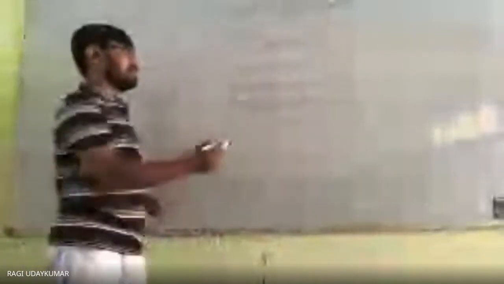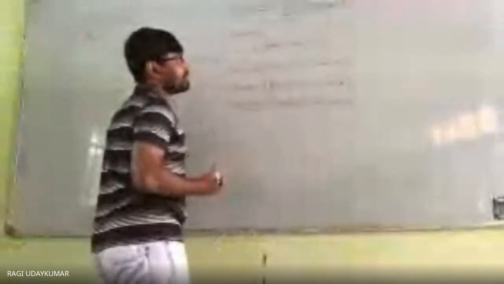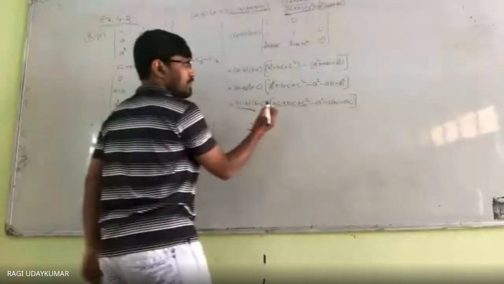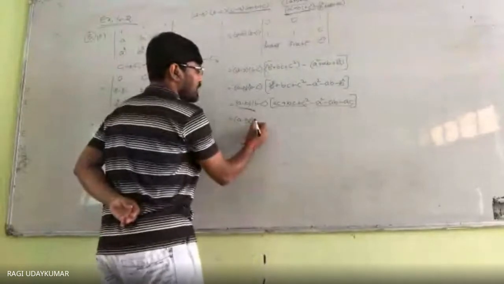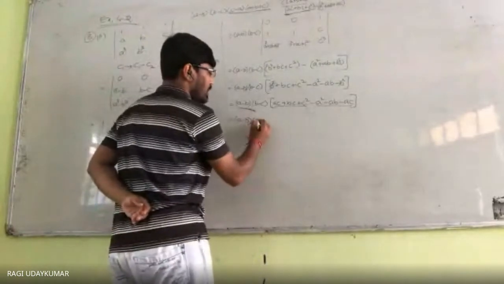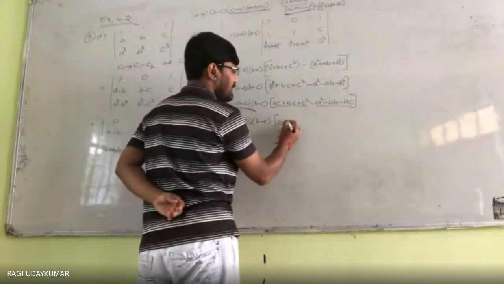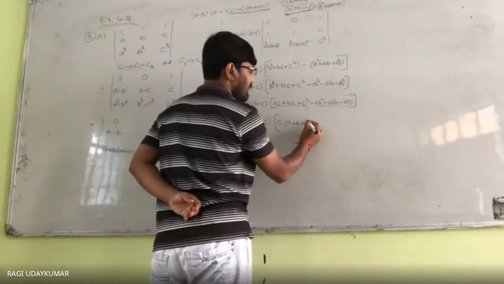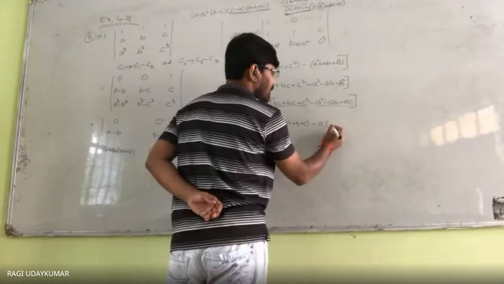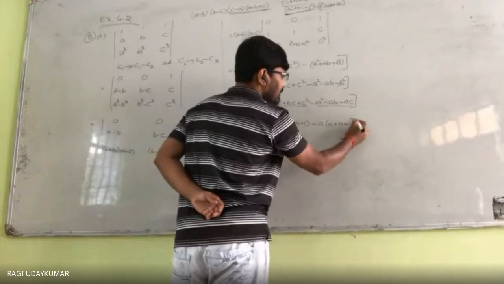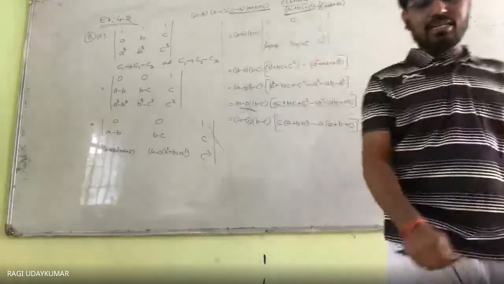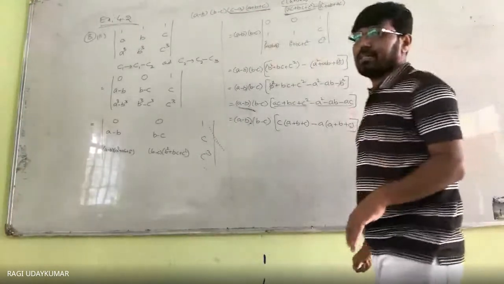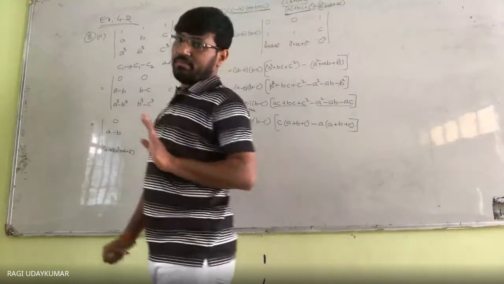To make our simplification easiest, from this you can take C common, and from this you can take A common. So what do you get here? (A minus B) into (B minus C) into, taking C common, (A plus B plus C) we will get, minus A common, so (A plus B plus C) I will get. Actually, directly, B square will get cancelled, but in the place of B square I am writing AC, adding and subtracting AC.